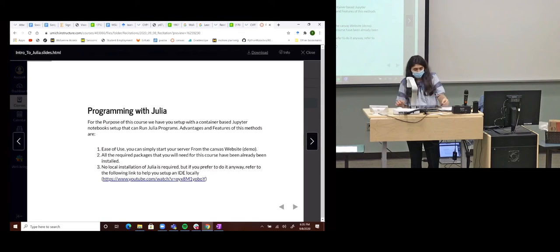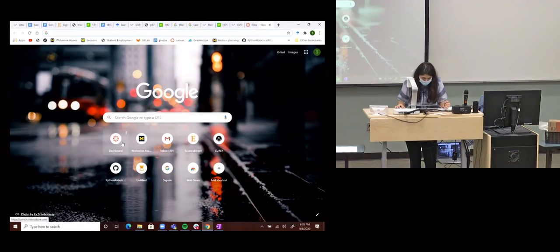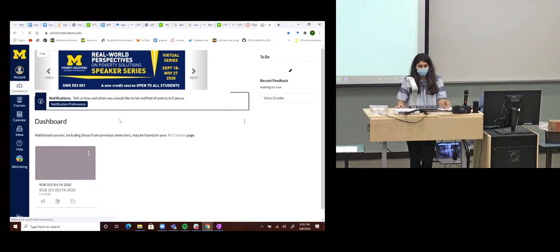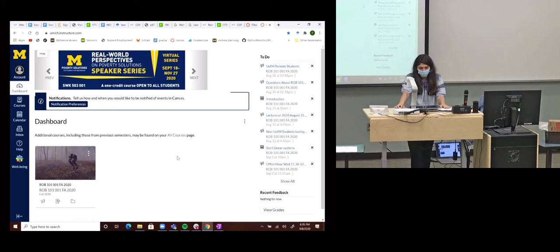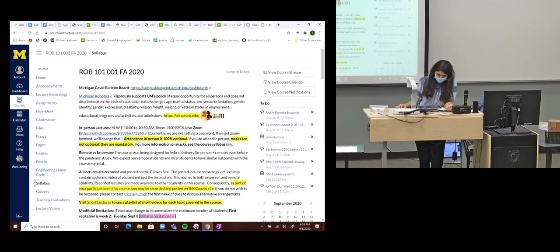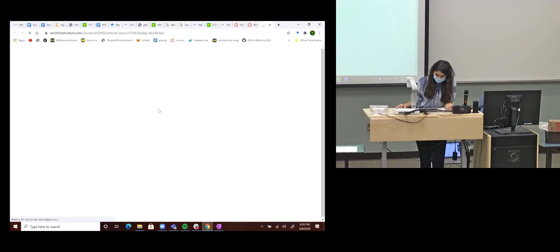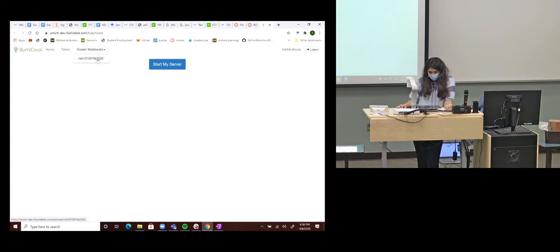This is where we break into a demo. I'm going to open my Canvas page because we're getting questions about how to access a Lumidesk. So you open your Canvas page, you log in, and you open the Rob 101 page. In this tab, you'll find Lumidesk. Now, it will be tempting to go to Create Your Notebooks, but it will not let you because you don't have access. Go to Start My Server.